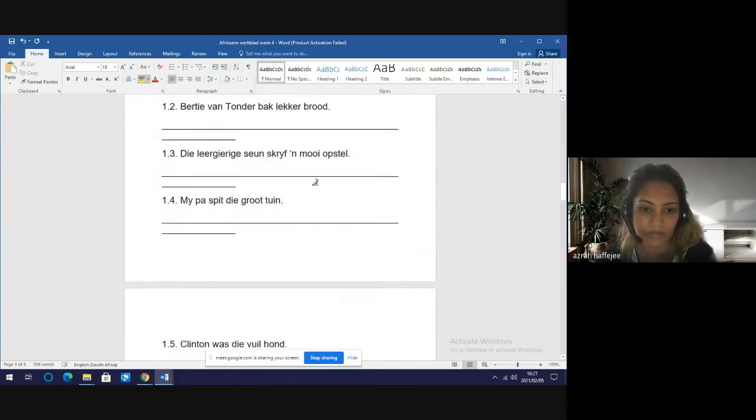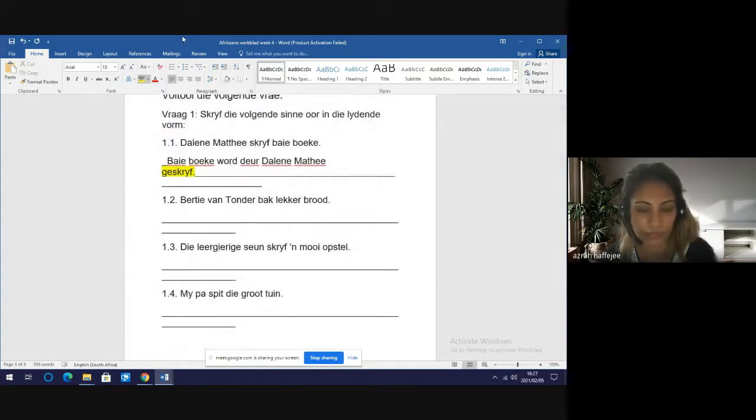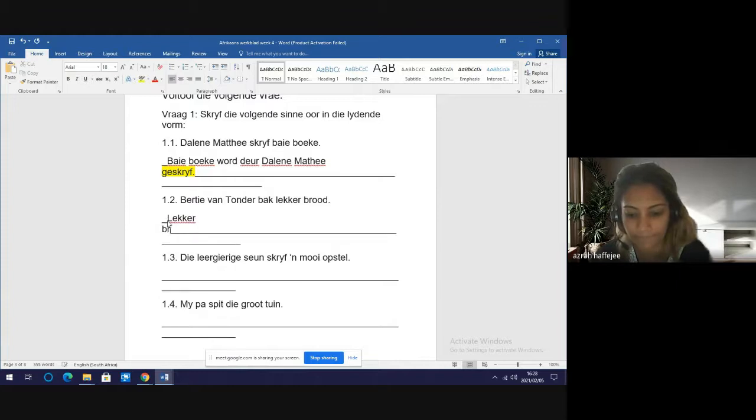If you're looking at 1.2, so I'm going to do 1.2 with you as well. Bertie van Tonder bak lekker brood. So first we've got to ask ourselves, what is the object? And here we can see that the object is brood. Right, but we need to also talk a little bit more about that object. So we can't just say brood. We need to start with lekker brood. So that becomes lekker brood.